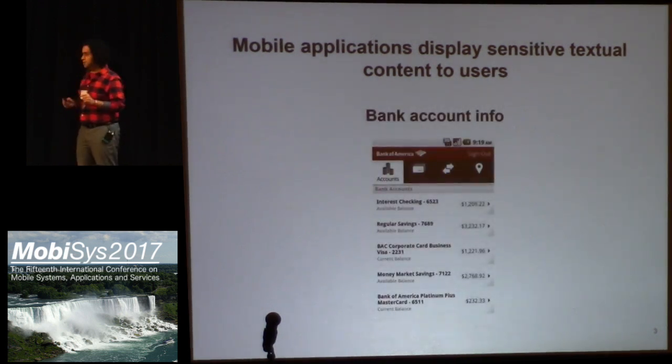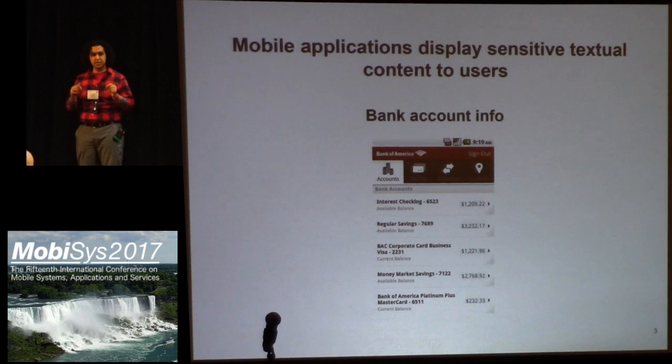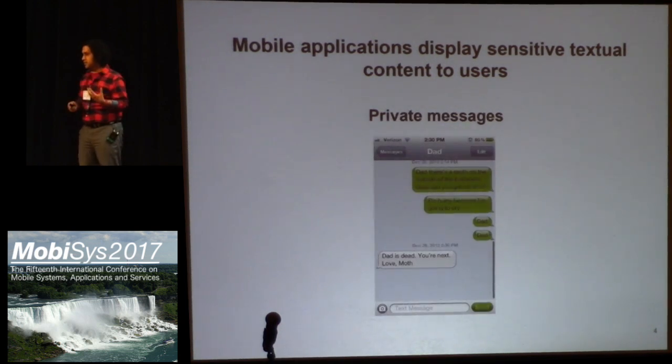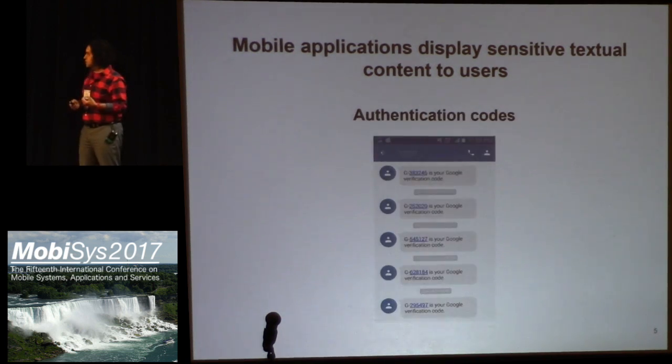For example, consider a bank application which shows users private financial information on the UI, or think about a messaging application that can potentially show very sensitive and private messages to the user. And the same app can be used to show potential authentication codes for two-factor authentication scenarios to the user so that the user can use it and log into some system somewhere.